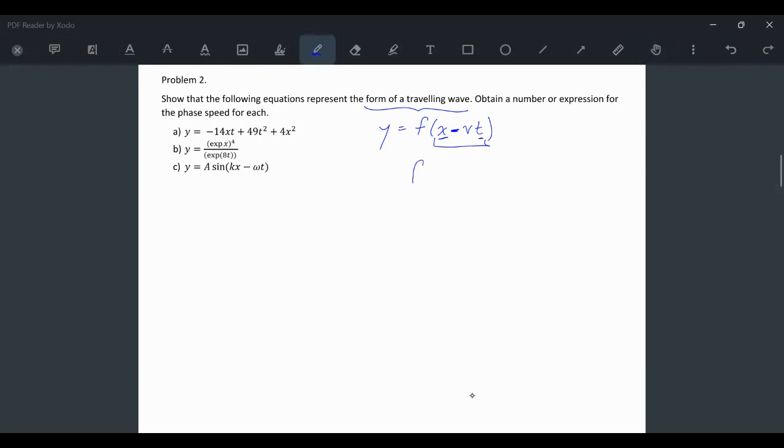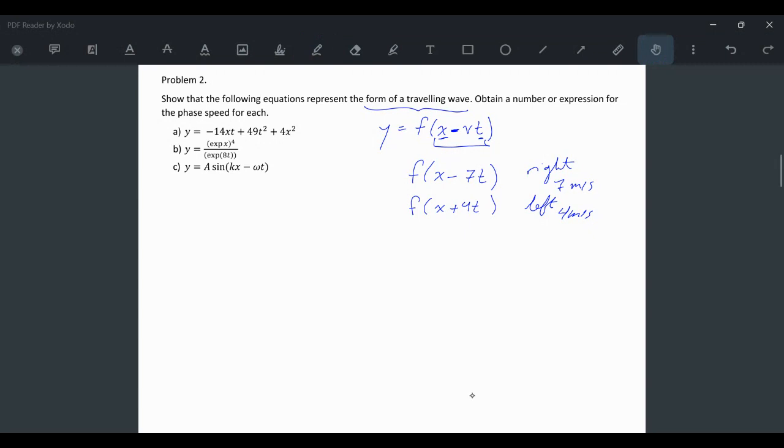So if you see something that is a function of x minus 7t, with the minus, it's moving to the right. And the velocity, if x is in meters and t is in seconds, would be 7 meters per second. If you had a different function, x plus 4t, the wave would be moving to the left, with a velocity of 4 meters per second. Again, assuming x and t are in meters and seconds respectively.